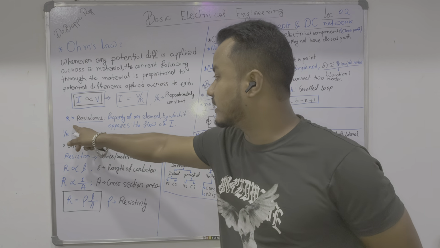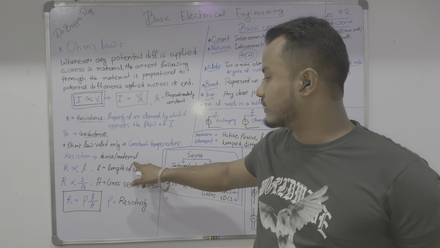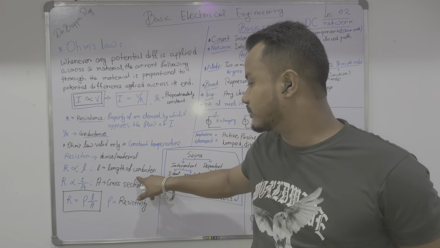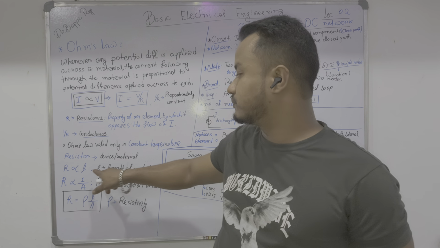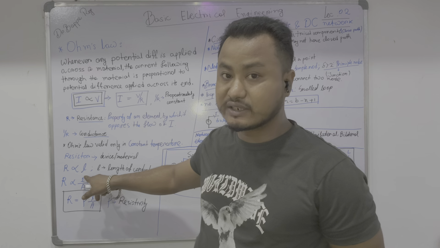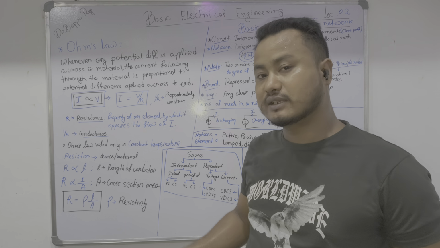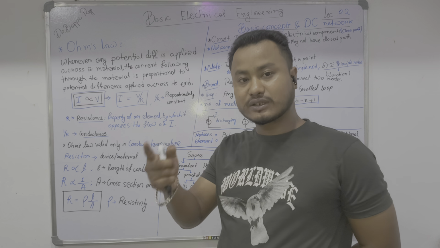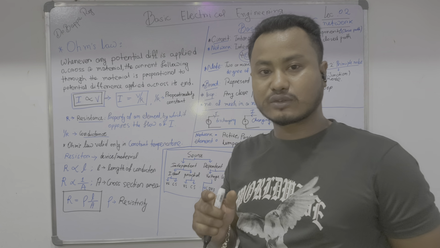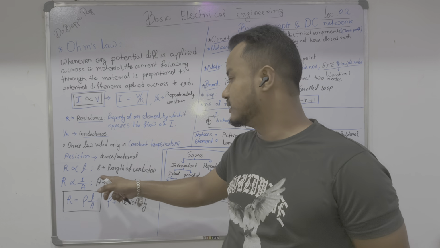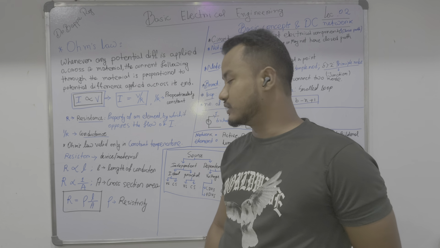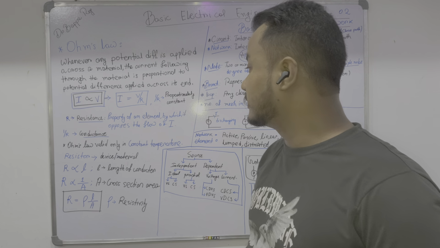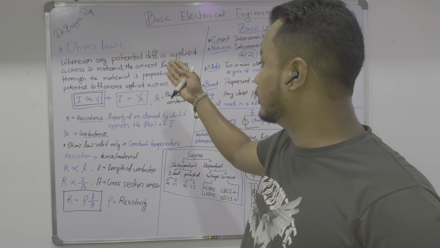We are taking a conductor as our reference material, which is why we use the length of the conductor. R is directly proportional to the length of the conductor, and it is inversely related to the cross-section area of that conductor. So we can directly write R is equal to rho L by A. Rho is the resistivity. So Ohm's law is clear.